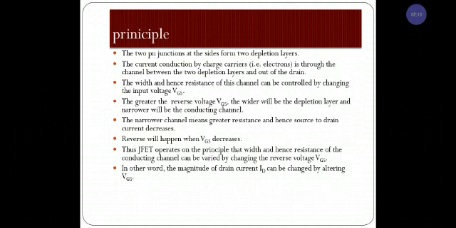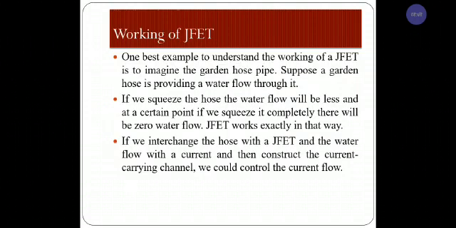So if we give a smaller input voltage, the current conduction will be little. Then if you increase the voltage, the current conduction will change. Automatically the width of the depletion layer changes. The narrower the channel means greater resistance, and hence the source to drain current decreases, and the reverse will happen when VGS decreases. The JFET operates on the principle that the width, and hence the resistance, of the conducting channel can be varied by changing the reverse voltage VGS.